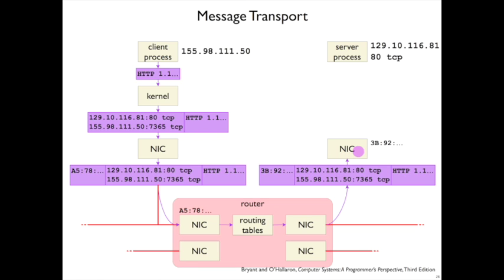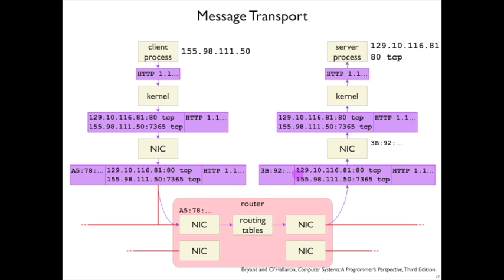That network interface controller on the receiving side will then strip off the Ethernet part, leaving the IP part intact, which goes to the kernel, which knows that port 80 is being used by a particular server process on this machine in this OS, and so it takes the payload and delivers it to that server process. So that, from a 1,000-foot view, is how things work.